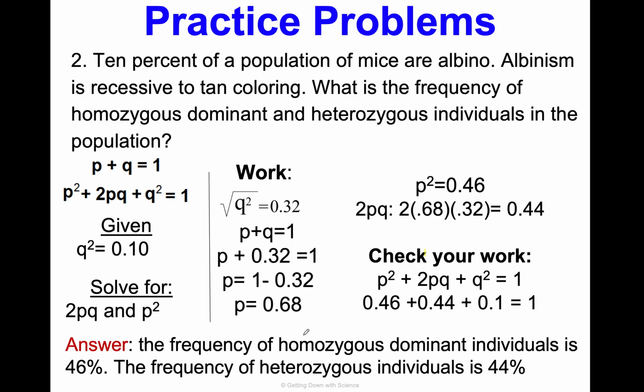So the frequency of homozygote dominant is 46%. That's what we get up here, homozygote dominant. P is dominant, squared means we have 2 of those alleles. The frequency of heterozygote individuals is 44%. That's the 2PQ, right? Because you have one allele and one of the other allele, 44% and 46%. We didn't care about the percentage of Q of that recessive, but we needed it to find the other 2.